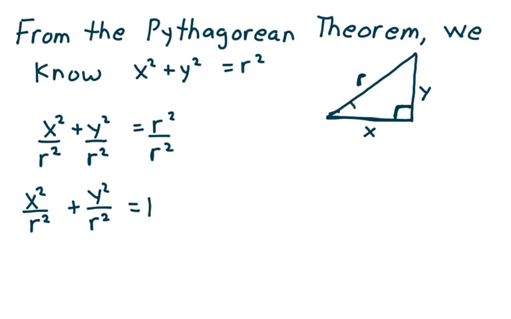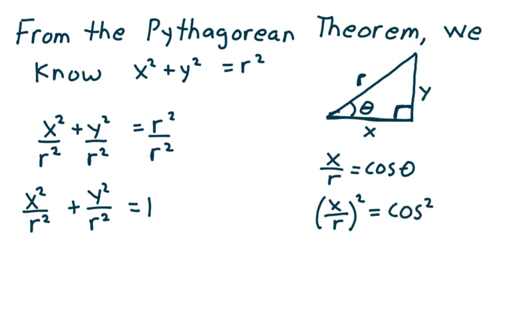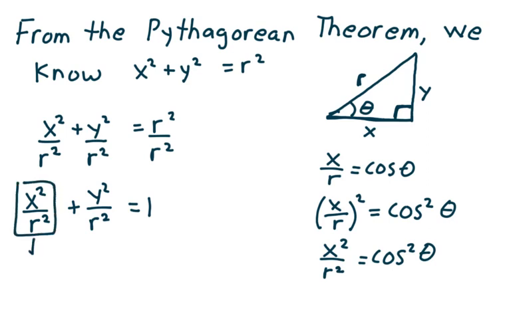Now, remember that we have an angle theta here. Okay? Now, x over r is equal to cosine theta. So I'm going to square both sides. So x over r quantity squared is equal to cosine squared theta. But what that tells me is x squared over r squared is equal to cosine squared theta. Okay, so I'm going to take x squared over r squared, and I'm going to substitute it for cosine squared theta.